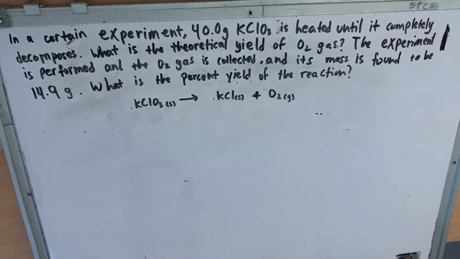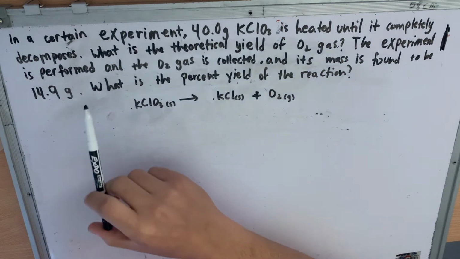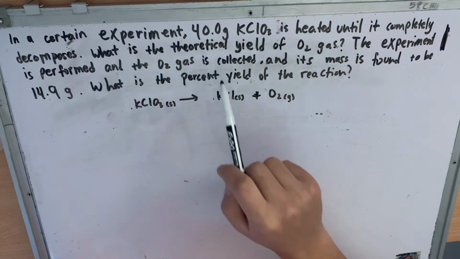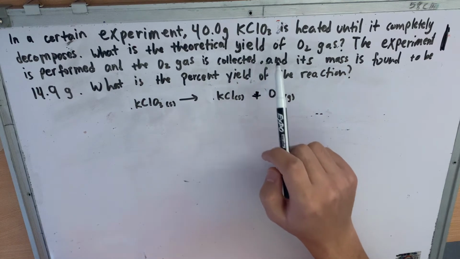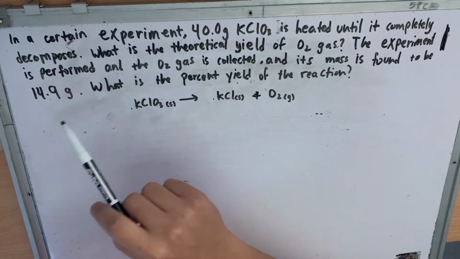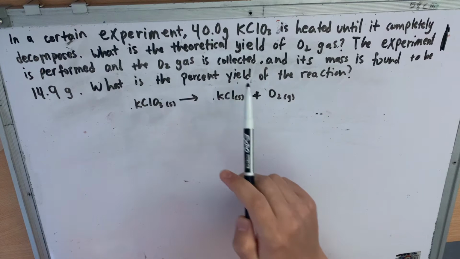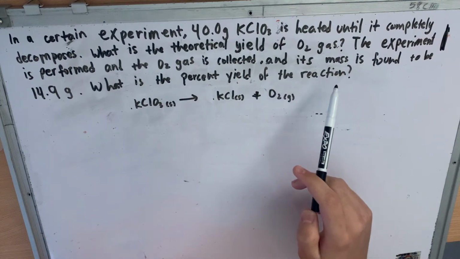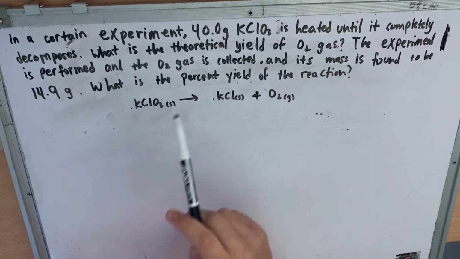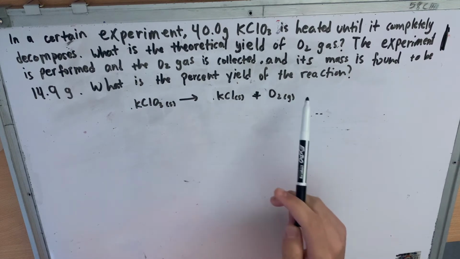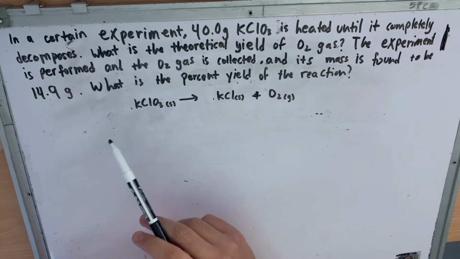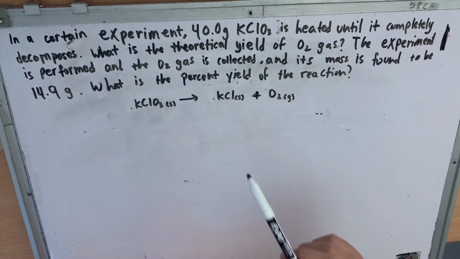Hey guys, so here is our percent yield practice problem, and it states: in a certain experiment, 40 grams of potassium chlorate is heated until it completely decomposes. What is the theoretical yield of oxygen gas? The experiment is performed and the O2 gas is collected, and its mass is found to be 14.9 grams. What is the percent yield of the reaction?